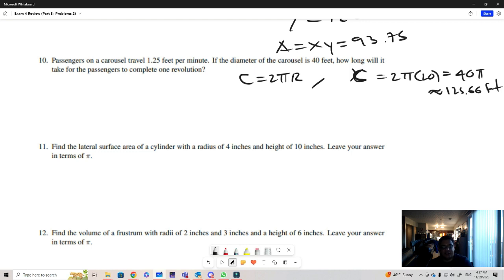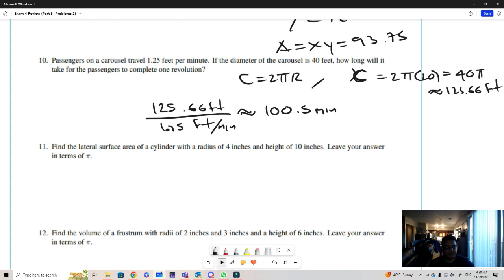Now, if I want to check how much time it will take me to complete one full revolution, I'll have to divide 125.66 feet by 1.25 feet per minute, since this is how fast I'm going. If I put this in the calculator, then this is going to be 100.5 minutes. All right, so that is problem 10.